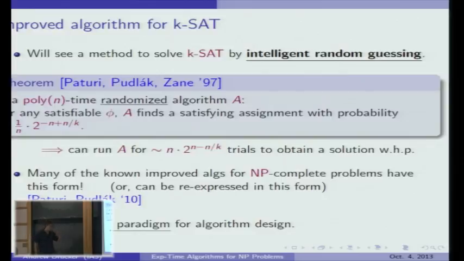Now, an interesting fact observed by Paturi and Pudlak is that many of the improved algorithms that we have for all sorts of NP-complete problems actually have this form of intelligent random guessing. Or if they don't, they can at least be massaged into that form. You can get an equivalent algorithm that has this format. And I think this is a rich and natural paradigm for algorithm design. It doesn't seem to express all the ideas we have about solving NP-complete problems, but it expresses at least many of them. And so from a complexity perspective, I'm interested in understanding the limits of this paradigm. I'll get back to that. But let me describe an algorithm within this paradigm, this PPZ algorithm.